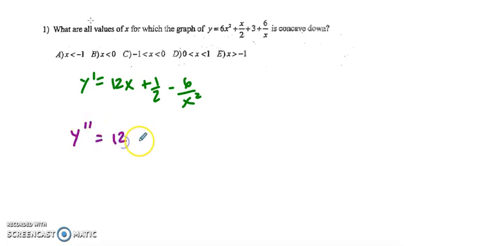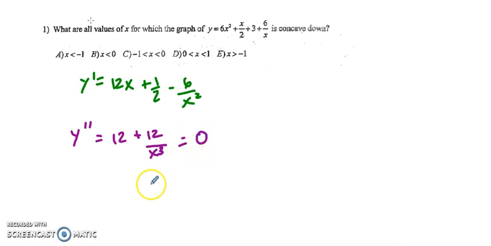Okay, I think I'm going to do the first three in a row here. First, I'm looking for where this function is concave down, which means I need to get to the second derivative. So I start by taking the first derivative, which would be 12x plus 1/2 minus 6 over x squared. Then I can take the second derivative to get 12, and then I'll have plus 12 over x cubed.